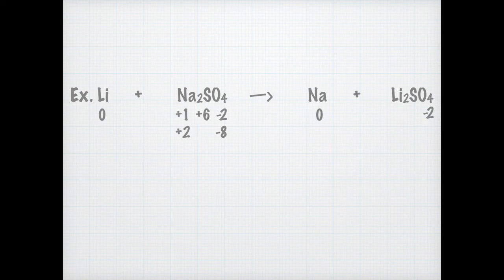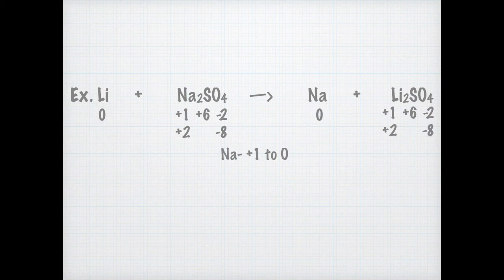So oxygen is -2. There are 4 of them, so that would be -8. Lithium has an oxidation number of +1. There are 2 of them, so that would be +2. And so sulfur would be +6. So with all of these oxidation numbers, I can now determine what is being oxidized and what is being reduced. Well, if you look, lithium goes from an oxidation number of 0 to +1. So that's a change. So it's either going to be oxidized or reduced.